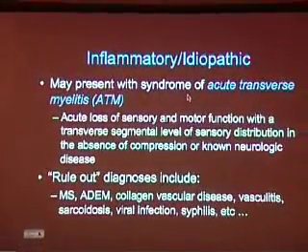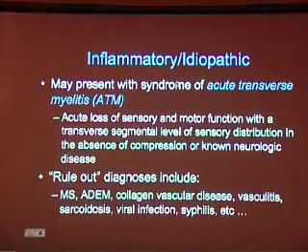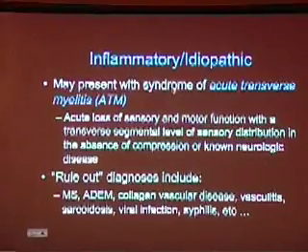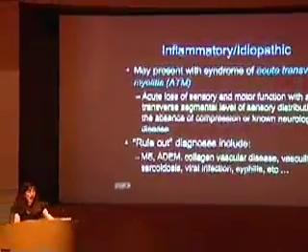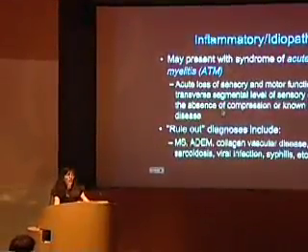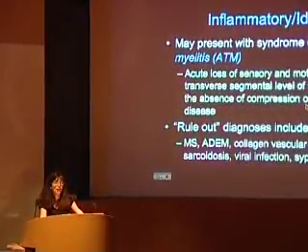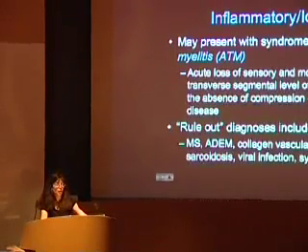All right, let's leave neoplasm behind and let's move on to our sort of enormous category of inflammatory or idiopathic entities. Very often, or probably more commonly on the neurology service, but you may see this or they may consult you, you may have a patient who presents with a syndrome of acute transverse myelitis, acute loss of sensory and motor function with a transverse segmental level. And you have to have absence, obviously, of cord compression or some other known neurologic disease.